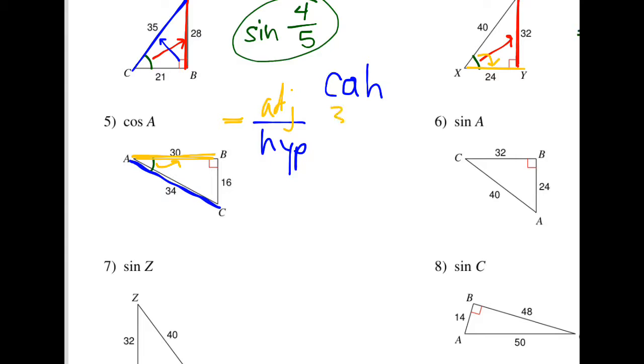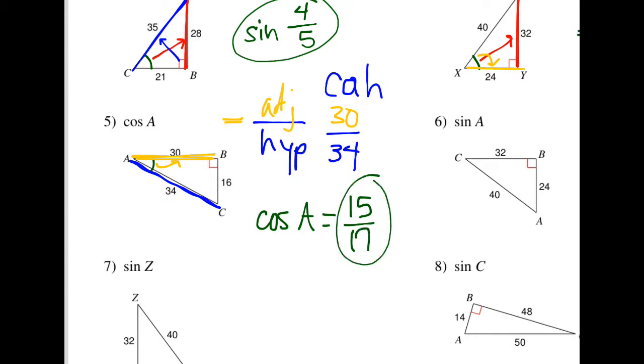So we're going to have 30/34. I can definitely simplify that down. So the cosine of A is equal to 15/17. I can just cut those in half.